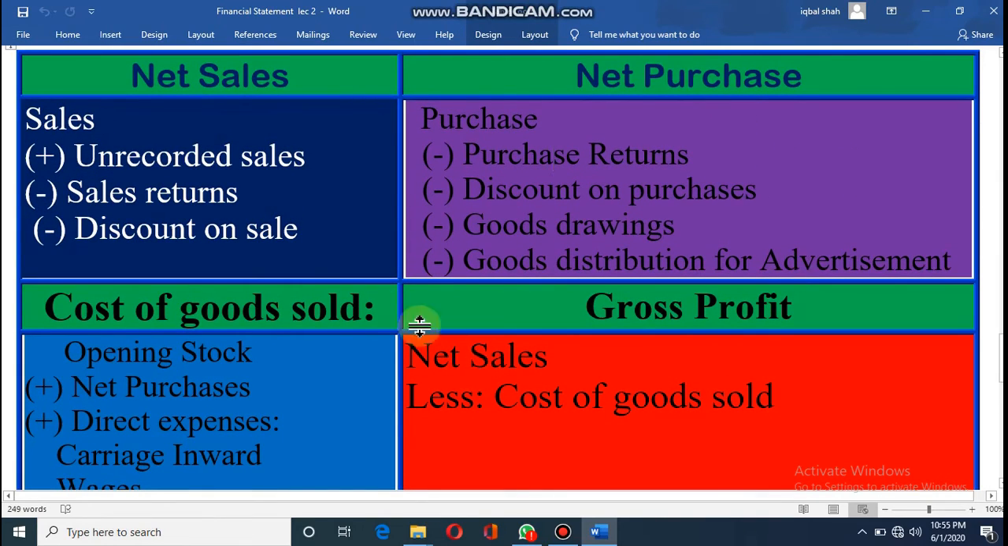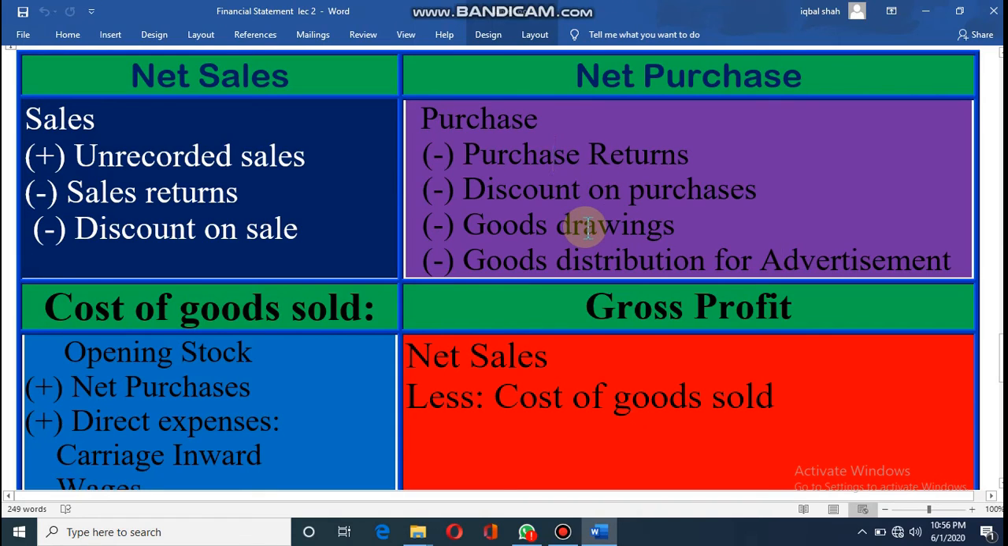And again I would like to tell how you will find out net sales. Net sales means sales plus unrecorded sales minus sales return minus discount on sales. Dear student, I am telling you, all information will be in the question. Just find it and add and subtract. Then you will find out the net sales. For net purchase, just 2 items more: goods drawing and goods distribution. Dear student, be very careful. Goods drawing will be in the adjustment, and goods distribution for advertisement will also be in the adjustment. Dear student, in the trial balance, in the question, all information will be given. Just find it.